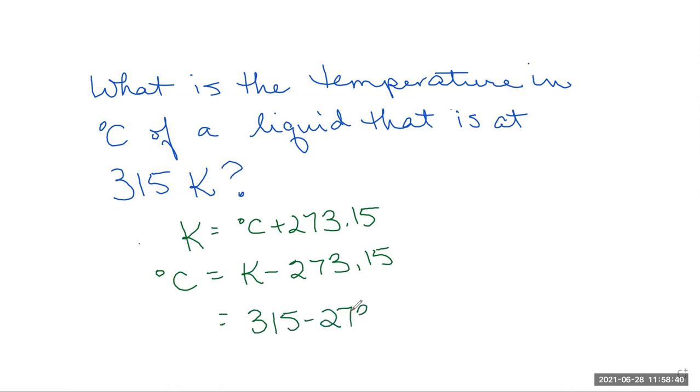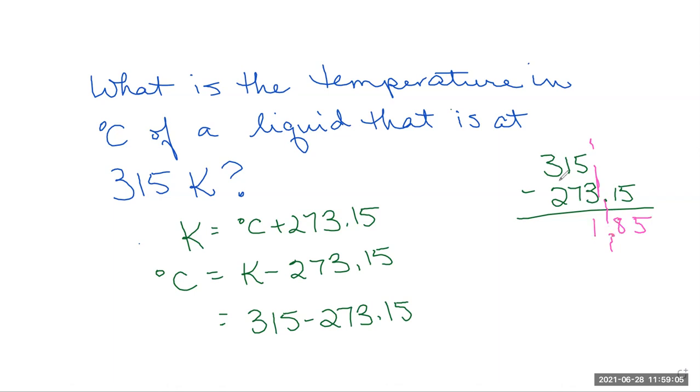315 minus 273.15. Okay, and again, if we line it up, where do we go? Well, we go right here. Okay, so when we subtract it, it's 5, it's an 8, 1, that's a 4. Okay, we're going to stop here, look after the decimal place, it's greater than 5. So we're going to round up. So it's going to be 42 degrees Celsius. Okay, let me just check my subtraction. All right, so that's how we do conversions from Celsius to Fahrenheit and Celsius to Kelvin.